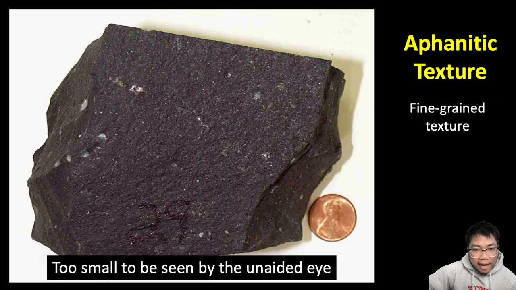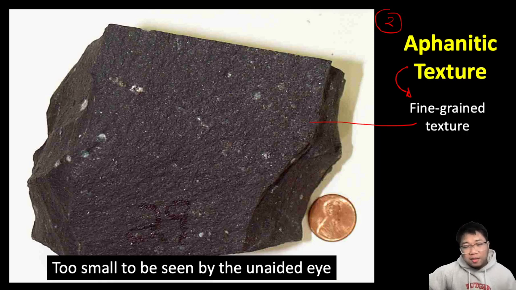Now let's compare that with aphanitic texture. This is the second texture that I'd like to introduce in this video. Aphanitic texture refers to fine grained texture. As you can see here, these rocks have minerals because this is igneous rocks, but these minerals are too small to be seen by naked eyes. And this is what we call aphanitic texture or fine grained texture.